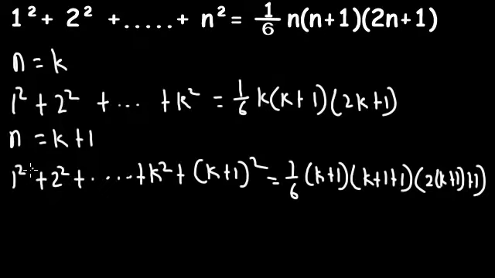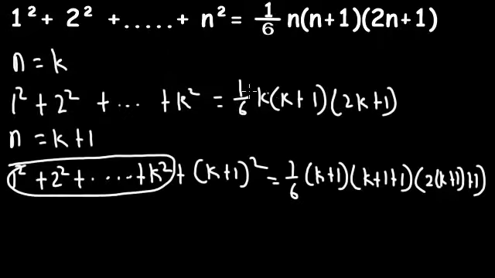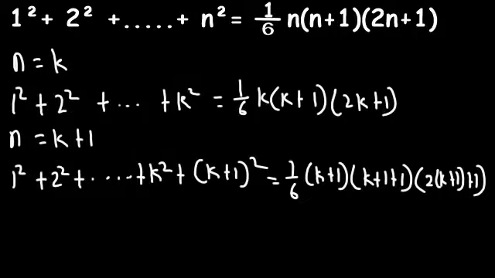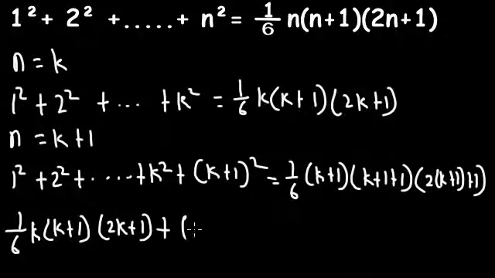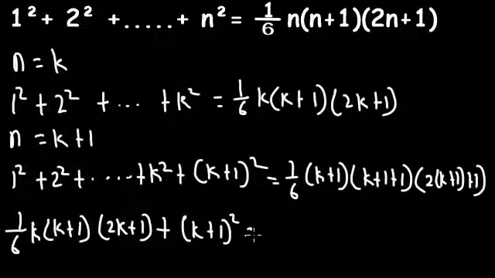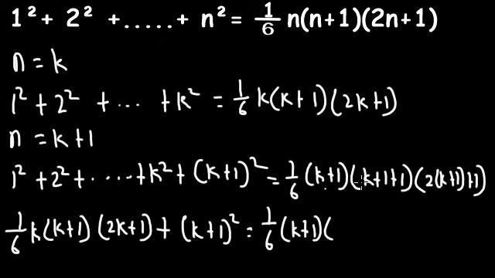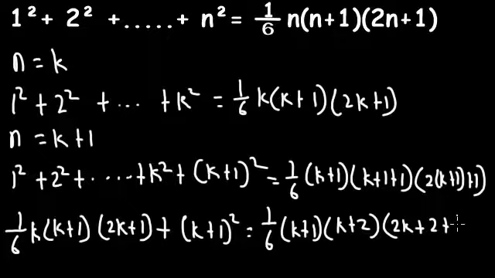Perfect. So as we have been making the substitution so far, this right here is the same thing as what we see here. So instead of that, let's put 1/6 k times k plus 1 times 2k plus 1. And we have plus k plus 1 squared. Perfect. Equals 1/6 times k plus 1 times this k plus 1 plus 1, that's k plus 2. Again, times 2 times k is 2k plus 2 times 1 is 2 plus 1 that we have here.